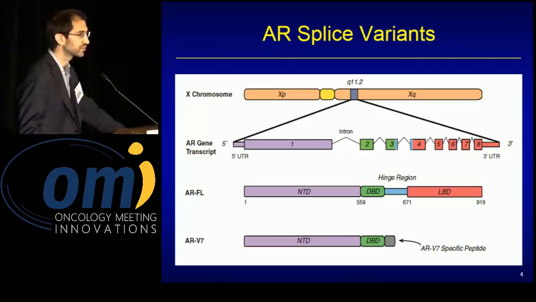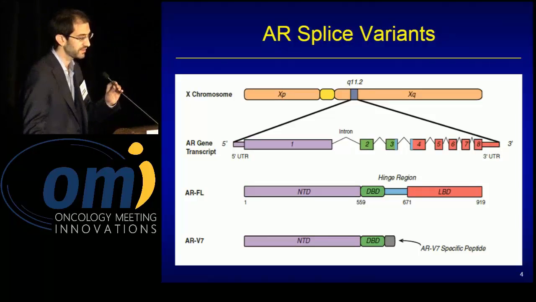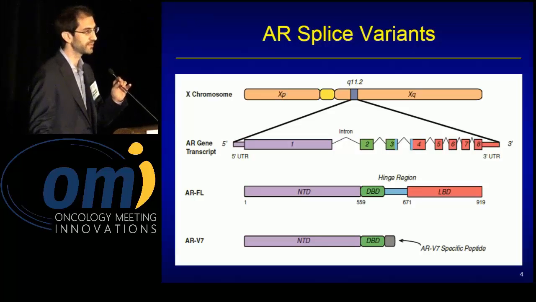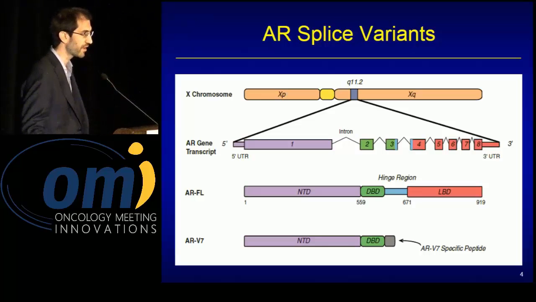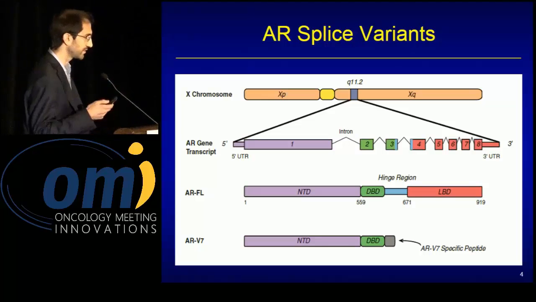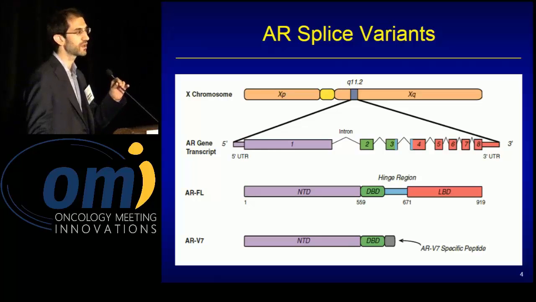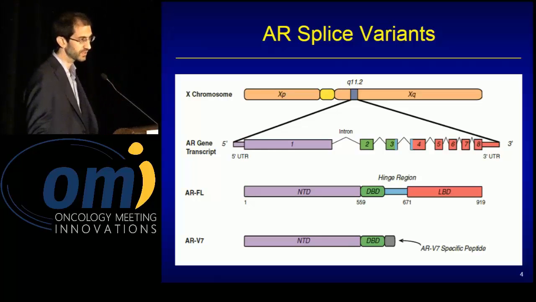And there have been at least 22 AR splice variants discovered in humans. The update was from the East Coast Dream Team, where they used RNA-seq on 150 CRPC biopsies and basically found 22 different splice variants using RNA sequencing. We and others have focused on AR-V7 for several reasons. The main reasons are that it's the most abundant in human clinical specimens, and it's the most common.